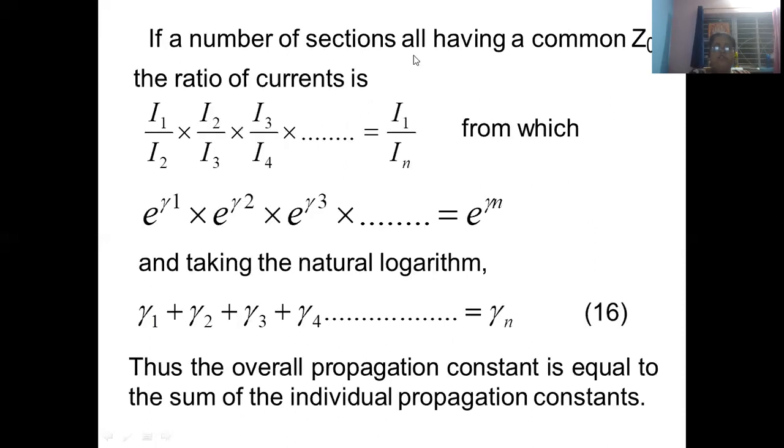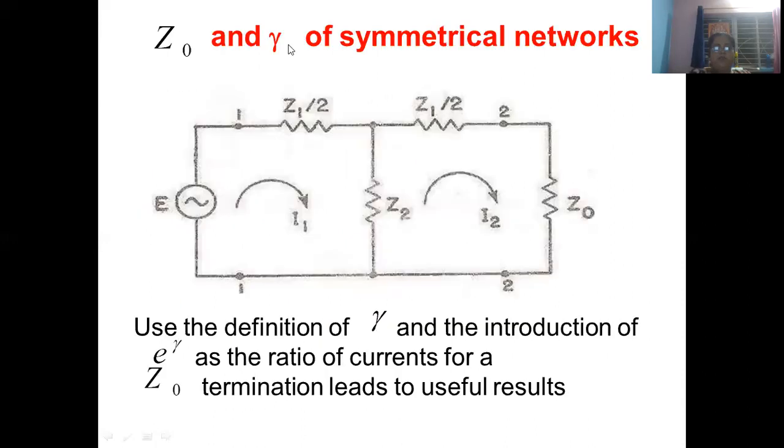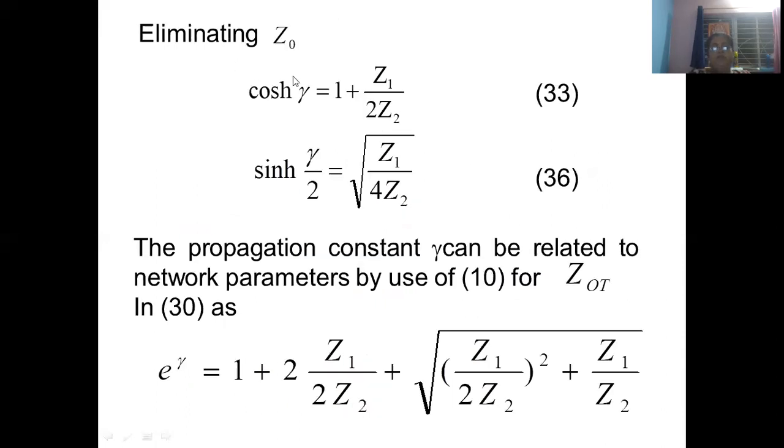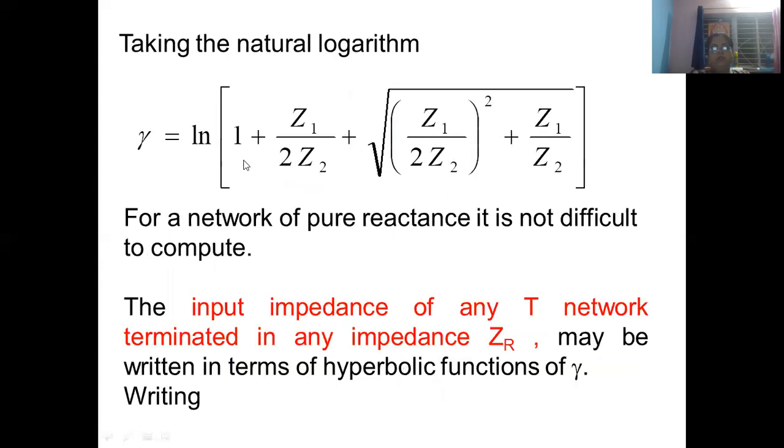If a number of sections all have a common Z naught, then the ratio of currents will be given by this relation. Z naught and gamma of a symmetrical network: now we will introduce the characteristic impedance and the gamma. And we have also derived the arms in terms of the propagation constant. And we have derived the formula for the propagation constant of the symmetrical network. And we have taken gamma equal to the natural log.